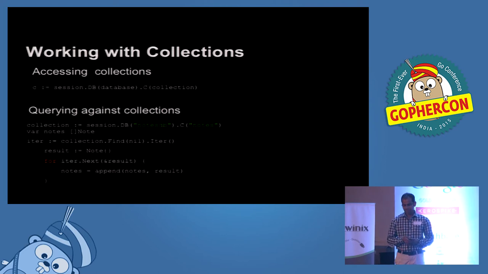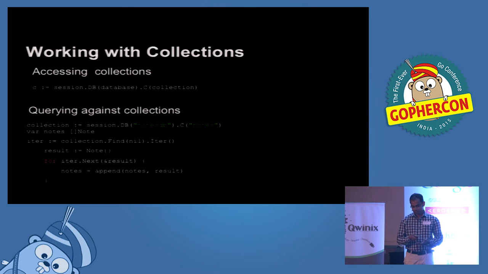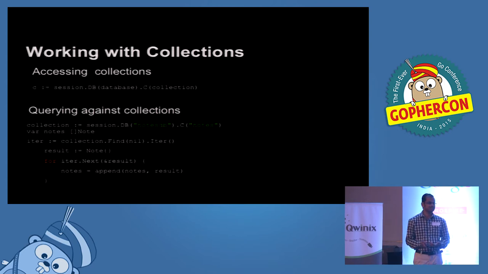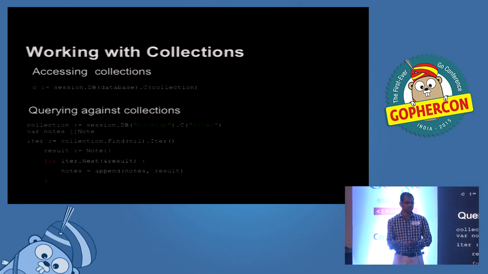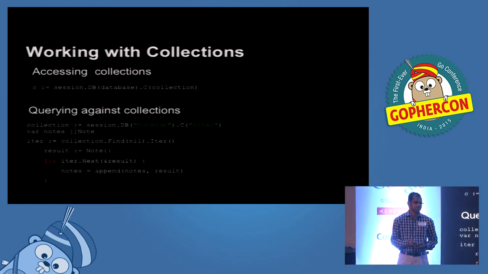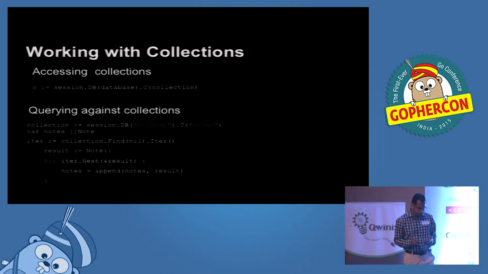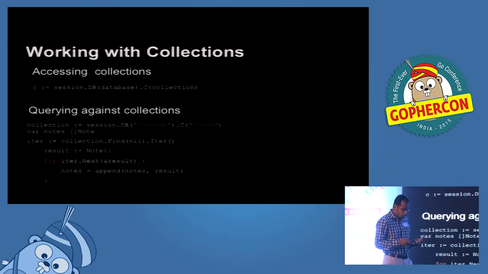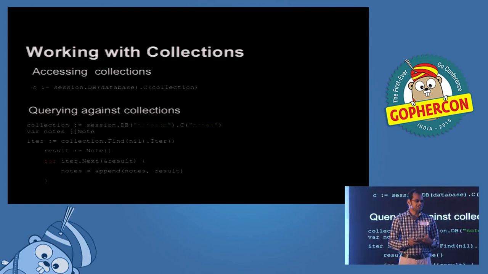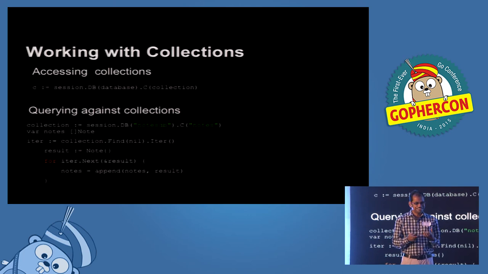Here we just declare a variable collection. Session is the object we created through the Dial method. We just call session.DB, specifying our database name as nodesdb, then dot C. Our collection name is nodes. So we can retrieve a collection object by using our session object. And very importantly, you can copy or clone MongoDB sessions for future usage for each CRUD operation.